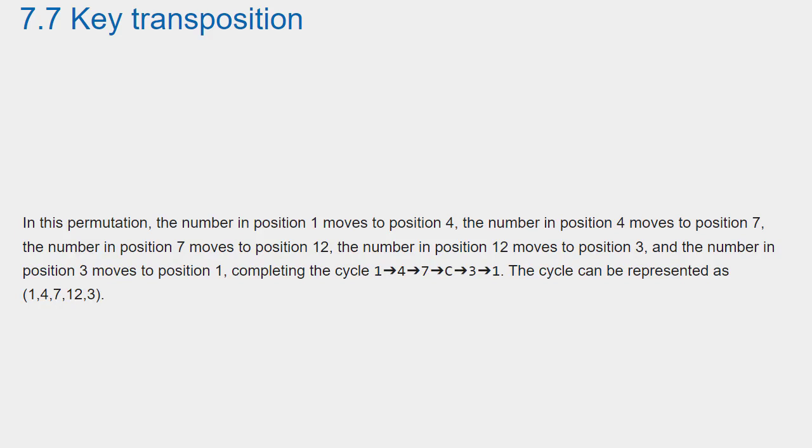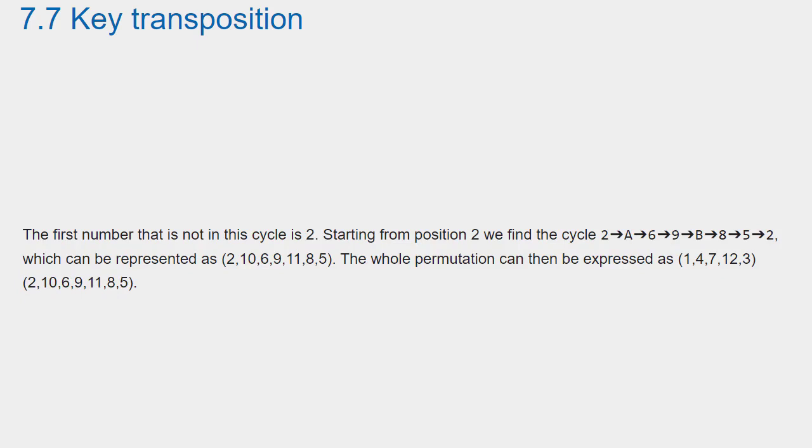In this permutation, the number in position 1 moves to position 4. The number in position 4 moves to position 7. The number in position 7 moves to position 12. The number in position 12 moves to position 3. And the number in position 3 moves to position 1, completing the cycle 1 to 4 to 7 to C to 3 to 1. The cycle can be represented as 1, 4, 7, 12, 3.